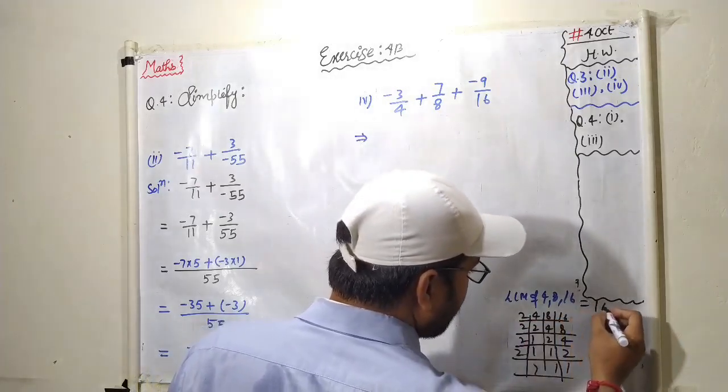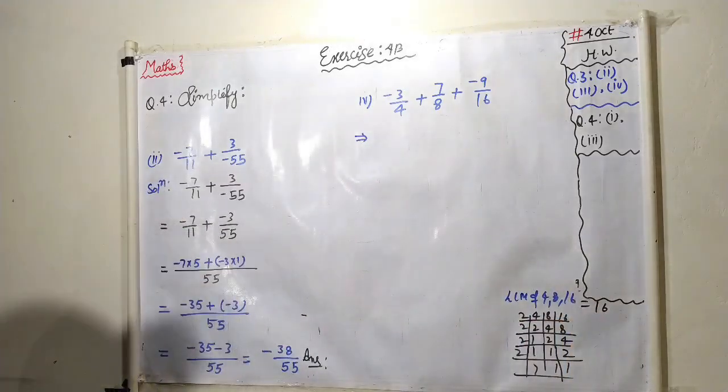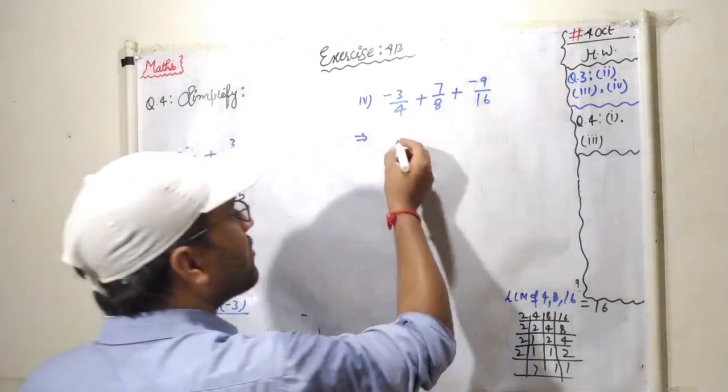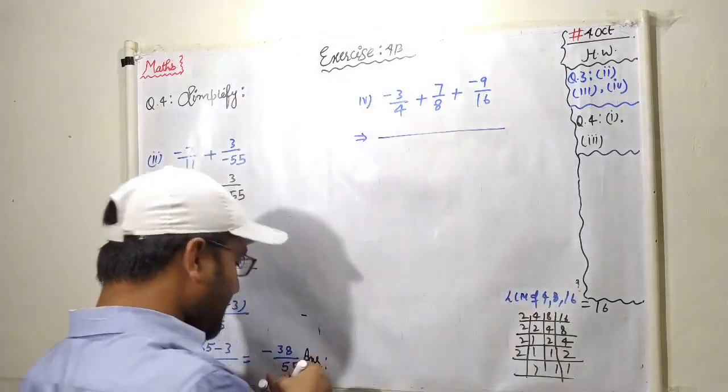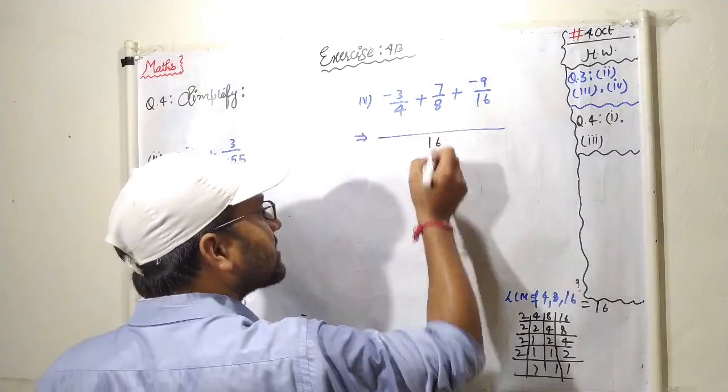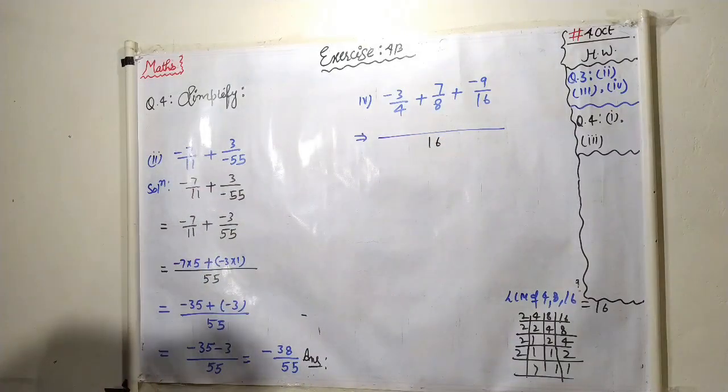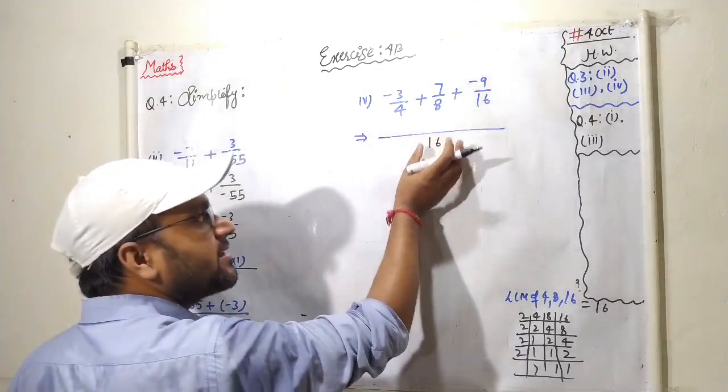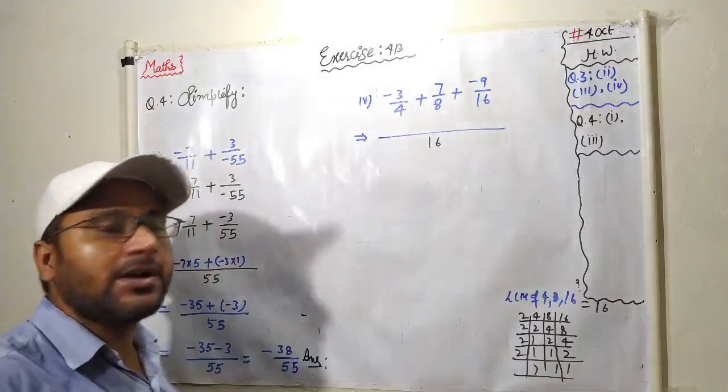So what is the LCM? You will get this case 4, 8 and 16, that is 16. So it means that your common denominator, you will get this 16 here. So write this 16 as a common denominator. Okay, from where you will get this 16? Taking the LCM of the given denominator.